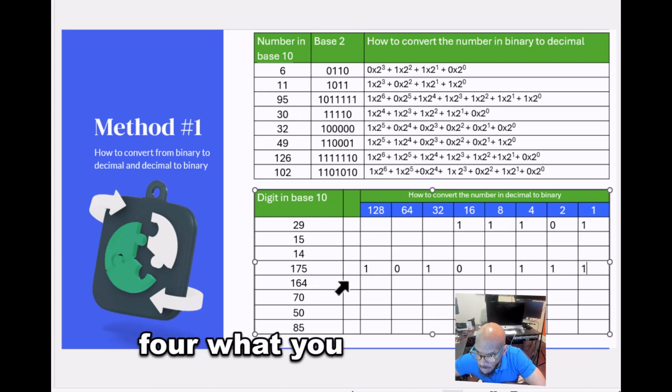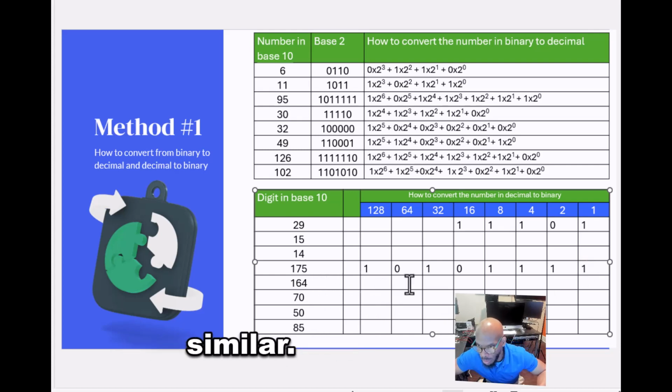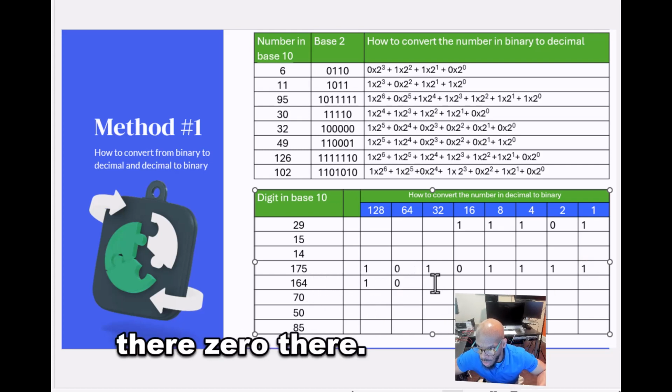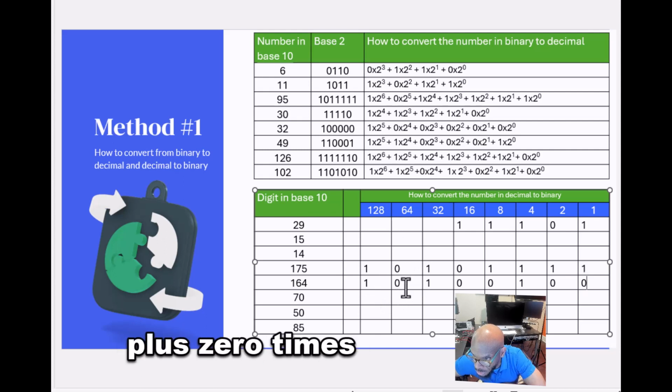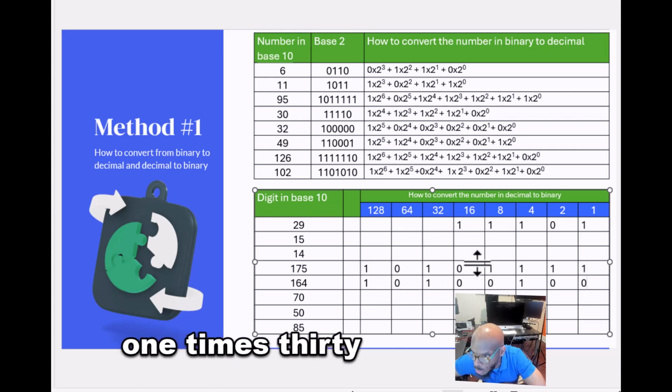Now when you have 164, this one's going to be kind of similar. We got a 0 there, 0 there. What does that make? 160. Okay, so we don't need that 16, we don't need that 8, we need that 4. And we don't need that 2, and we don't need that 1. So all it is, is 1 times 128 plus 0 times 64 plus 1 times 32 plus 0 times 16 plus 0 times 8 plus 1 times 4 plus 0 times 2 plus 0 times 1.